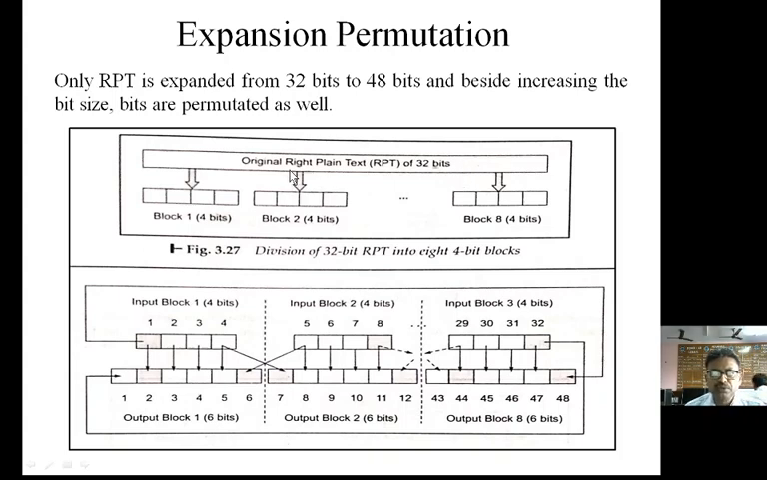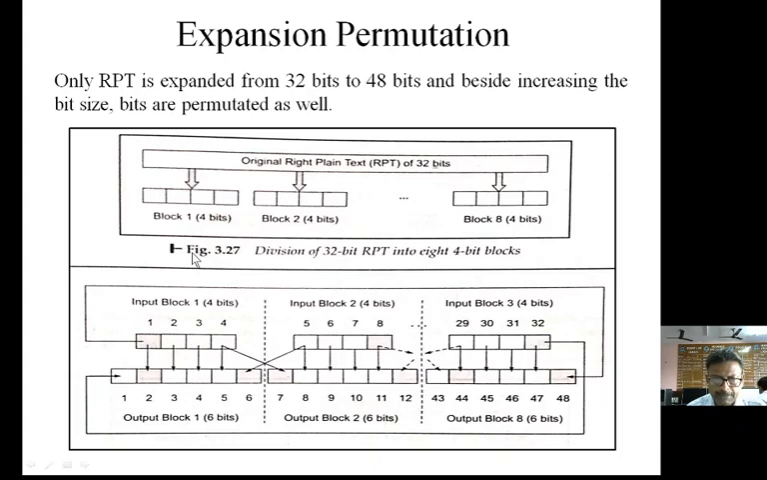So what we do: we have the original plain text that is 32 bits. We divide the 32 bits into 8 parts, and each block will be 4 bits. Now this 4-bit block is expanded into a 6-bit form. So previously there were 8 blocks, 8 into 4 is 32, and each 4-bit block is expanded into 6 bits. So 32 bits can be converted into 48 bits.